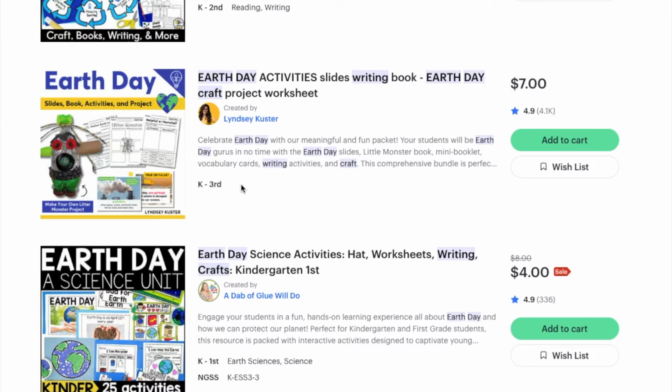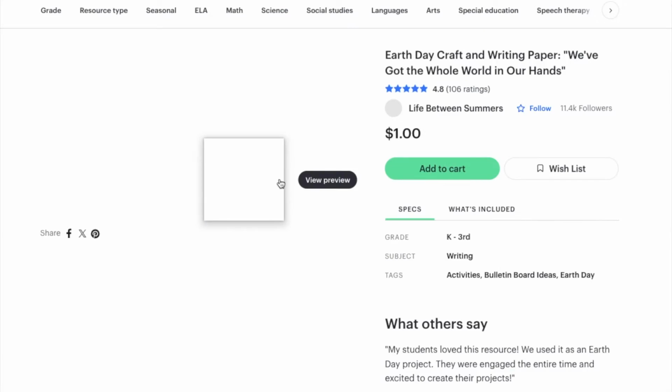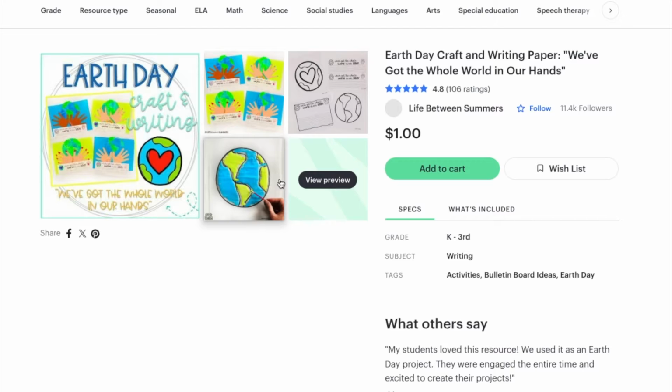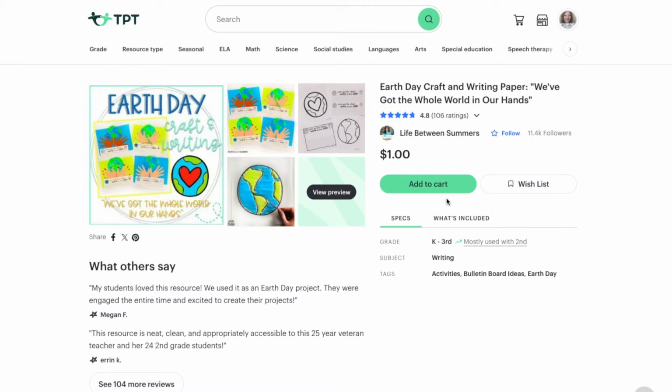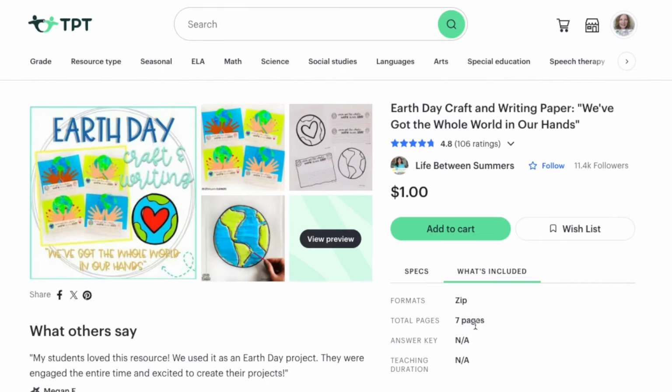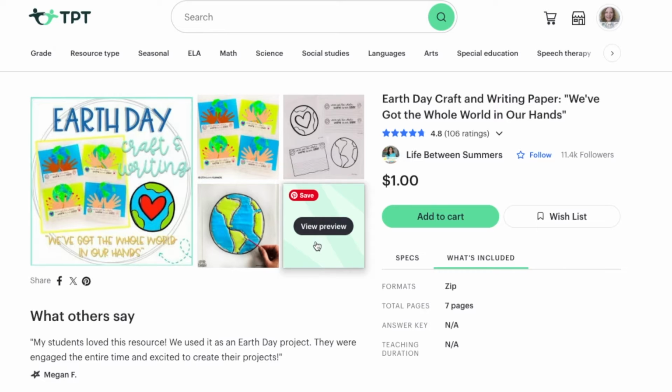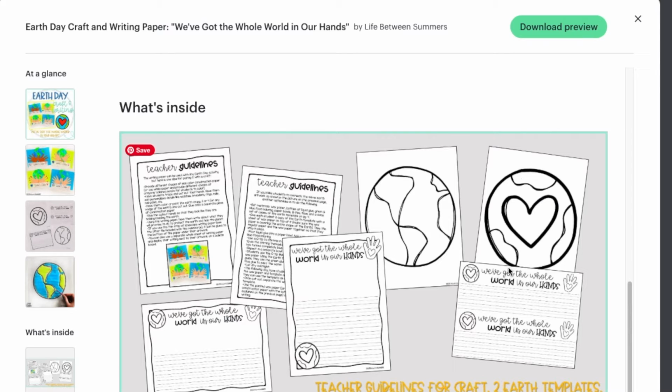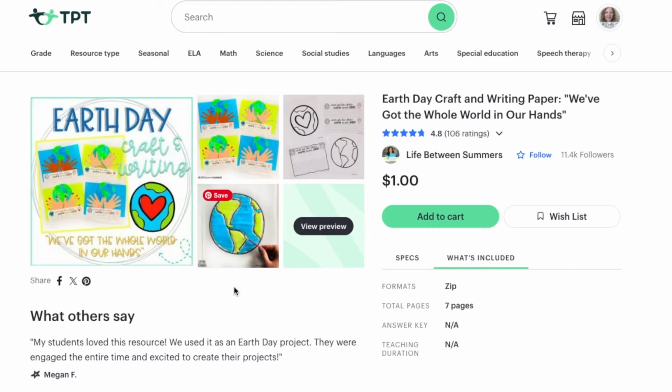So let's take a look and see what they offer. Let's start with the $1. They've got 106 ratings. They're a pretty decent sized store, worth 11,000. With the new layout, I like to go to what's included. So this is only 7 pages, $1, 7 pages. Okay, so let's see in their preview video what they've got. They're showing all 7 pages. So we've got coloring, some writing, a pretty standard product. And I would say, given the ease of it, $1 to $2 would be an accurate assessment of this resource.